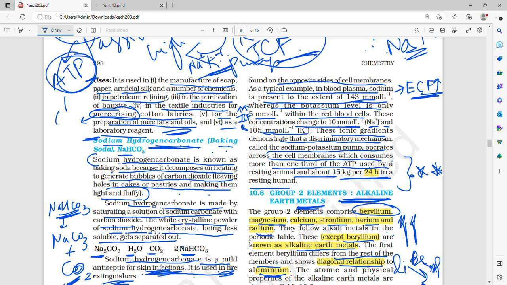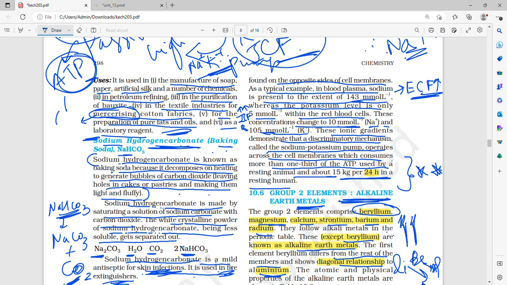It is used in the manufacture of soap, paper and artificial silk. It is used in the mercerizing of cotton fabrics in the textile industry. It is used in the purification of bauxite. It is used in petroleum refining. It is used for the preparation of pure fat and oil, and it is also used as a laboratory reagent. So what is it used for?